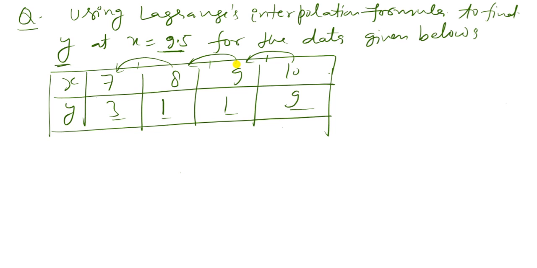In the previous question I told you that when the interval differences are the same, the Lagrange interpolation formula is applicable. That is, the Lagrange interpolation formula is applicable in both cases, whether the interval difference is equal or not equal. So here the interval differences are equal, so the formula is applicable, and this value is x naught, this is x1, this is x2, and this is x3. Now this value is y0, this is y1, this is y2, and this is y3.